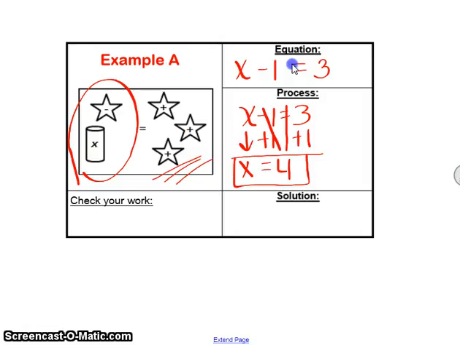But I have to make sure that that's correct. So I rewrite my equation, and I plug in that 4 into that x. So I have 4 minus 1 is equal to 3. Well, I know that 4 minus 1 is 3. So both the left and the right side of my equation are equal to each other. So therefore I know that my solution is 4. You're going to need to make sure that you show all of your work.